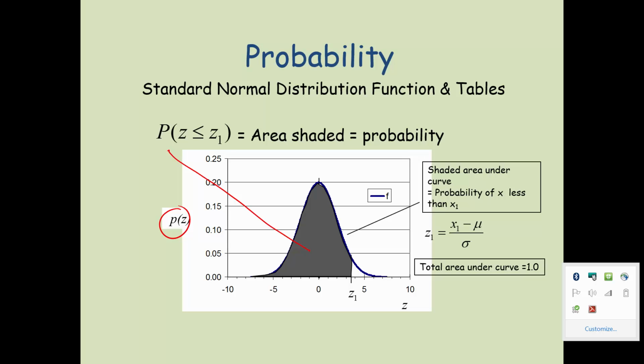I want to point out here that the total area under the curve, if I were to look also at the part that's not shaded here, this portion right here, the total area of the curve, the shaded part and that part to the right, is equal to 1.0. And that's going to be the case for all probability distribution functions that we'll look at.